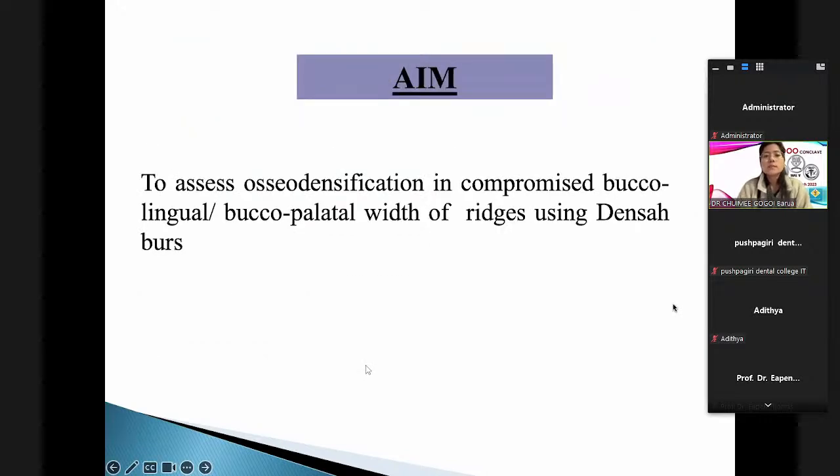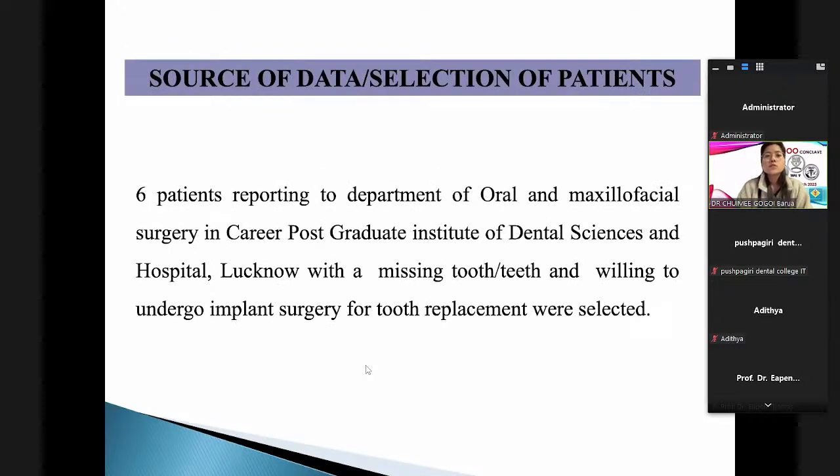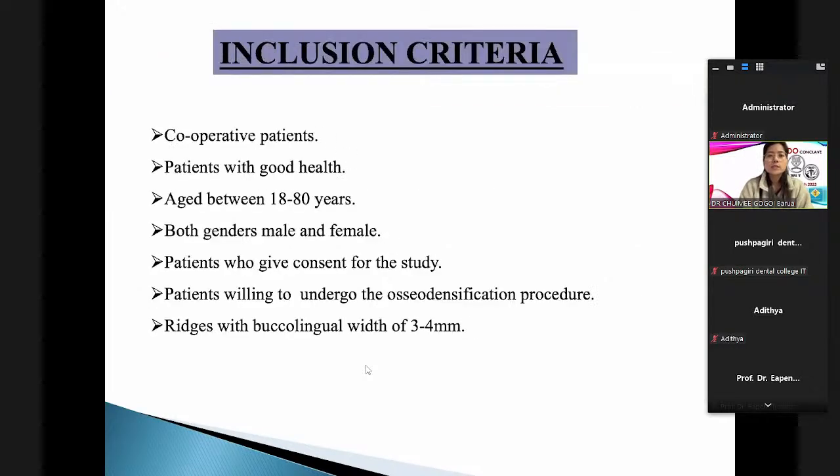The aim of my study is to assess osteodensification in compromised buccolingual or buccopalatal width of ridges using denser burrs. The source of data is collected from 6 patients reporting to OMFS department in Career Dental College, the patients fulfilling both the inclusion and exclusion criteria.